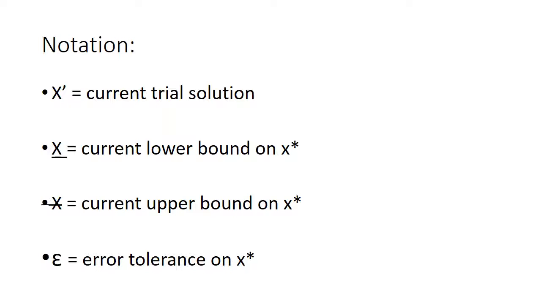Just so that we are all clear, the notation typically used for one-dimensional search procedures is as follows. You can read through that yourself. Basically, there's a current trial solution that we need to keep track of, a lower bound, an upper bound, and then we keep the error tolerance in the back of our minds.